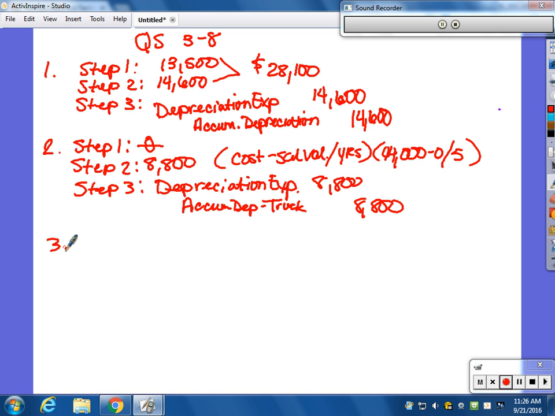Last one. The company has only one fixed asset, equipment, that is purchased at the start of the year. It cost them $32,000, had an estimated useful life of 7 years, and is expected to be valued at $4,000 at the end of the 7 years. Please don't make this hard. Step one, what's the current balance? Zero. Step two, what should it be? Remember what I taught you on how to find depreciation: cost minus salvage value divided by useful years.